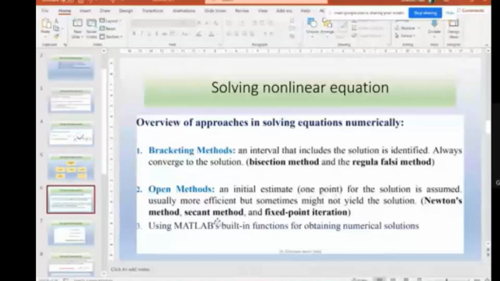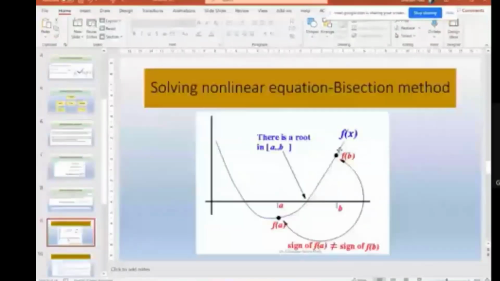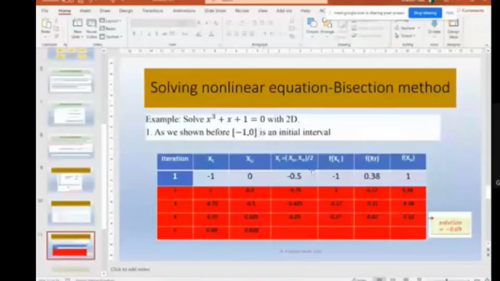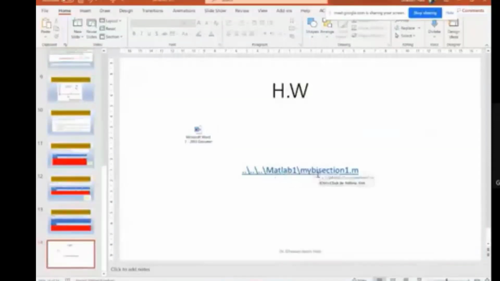And we will use MATLAB built-in functions for obtaining numerical solutions. After we take the bisection method and learn the steps of solutions, we will take the introduction to MATLAB and learn how to find roots by using MATLAB, inshallah.